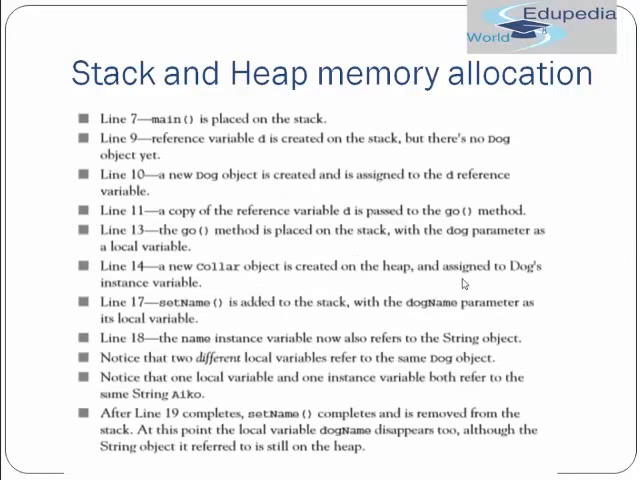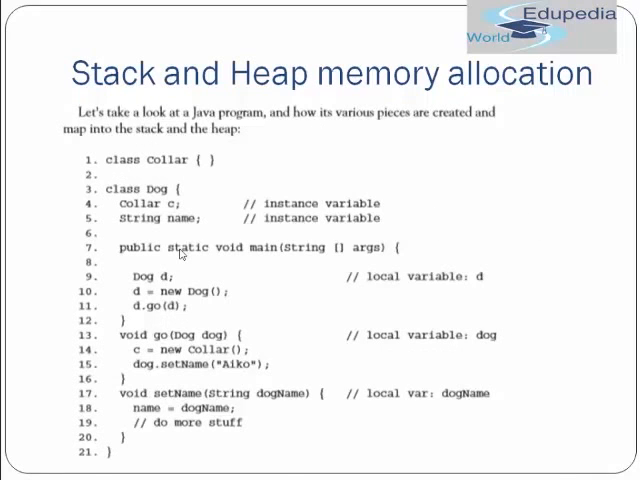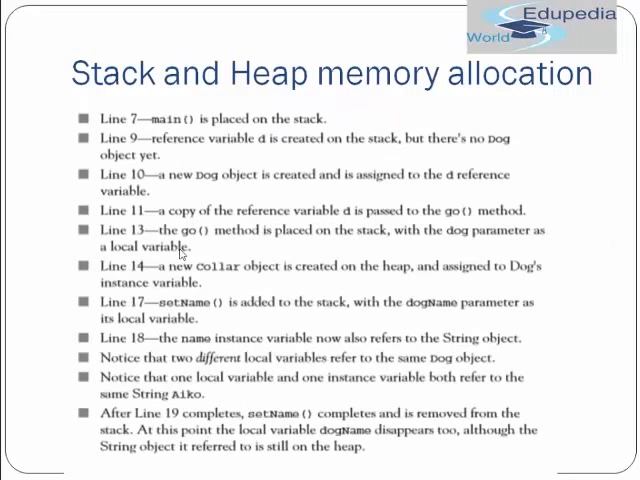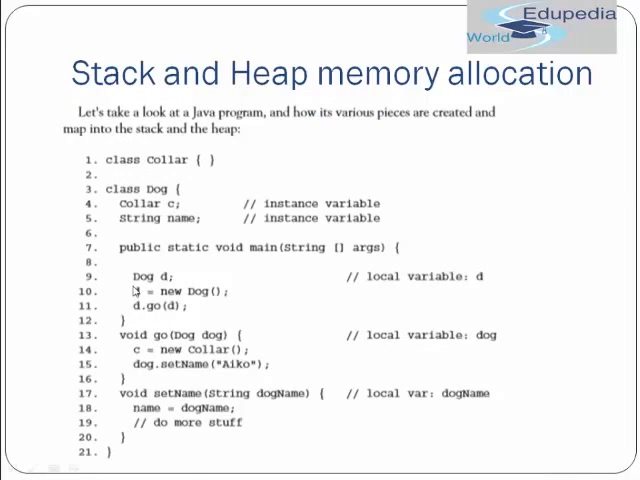Now let's see how the memory is actually allocated to each one of these. This is a line-by-line description which is telling us how it is stored in the stack. After that, line 9. The reference variable d is created on the stack, but there is no Dog object yet. If we check line number 9, you can see that only the reference is created, which is Dog d.